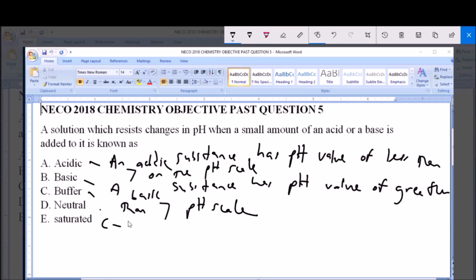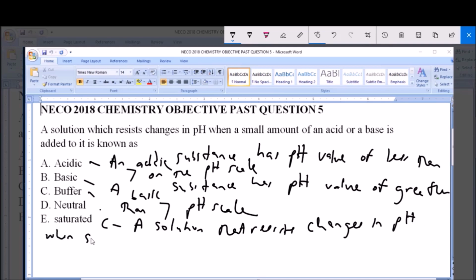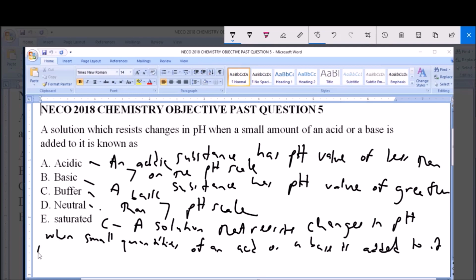Now option C, which is a buffer. A buffer is a solution that resists changes in pH when small quantities of an acid or a base is added to it. So that's the definition of a buffer. Now option D, a neutral substance, is a substance with pH value of 7.